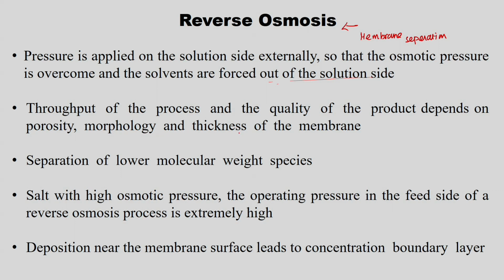The throughput of the process and the quality of the product depend upon the porosity, morphology and the thickness of the membrane we are using in reverse osmosis. The separation of lower molecular weight species is possible in reverse osmosis. Mostly it is used in the desalination of water. Actually, for salt with a high osmotic pressure, the operating pressure on the feed side of the reverse osmosis process is extremely high, because they have a high osmotic pressure. To overcome that, we need to apply higher external pressure. In that case, the feed side operating pressure is extremely high in reverse osmosis.